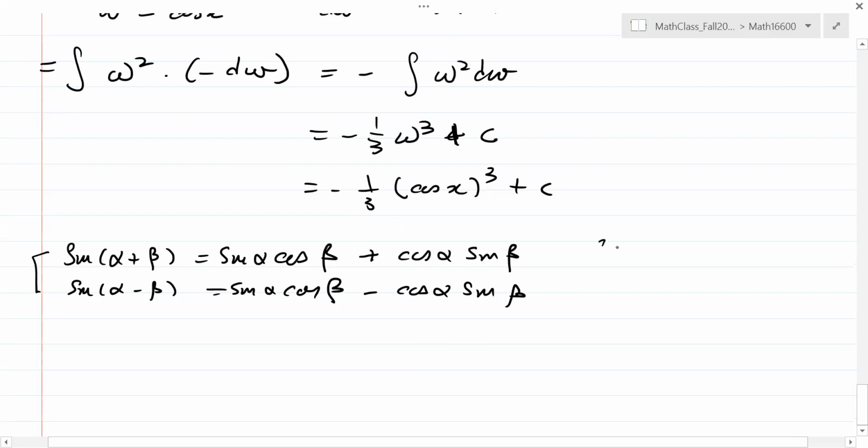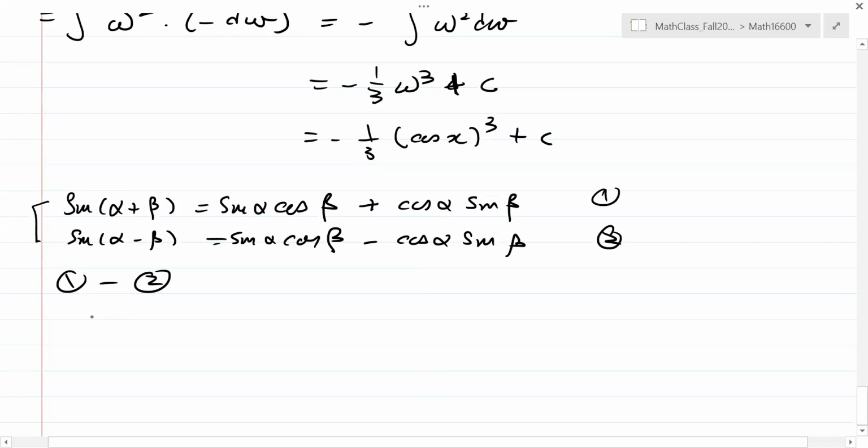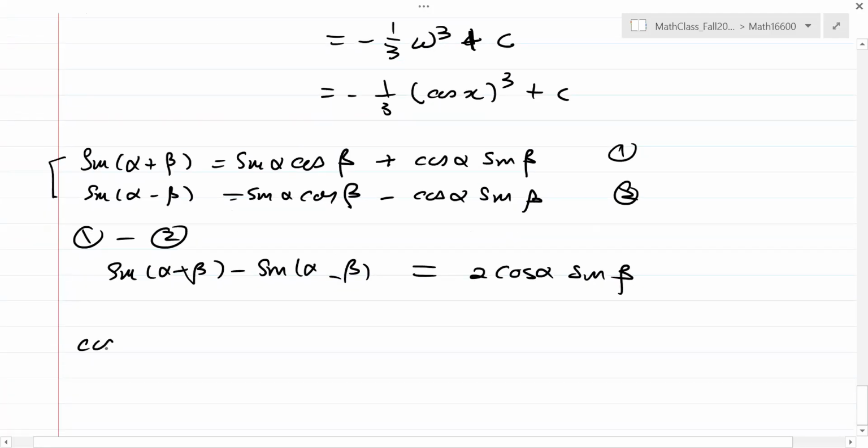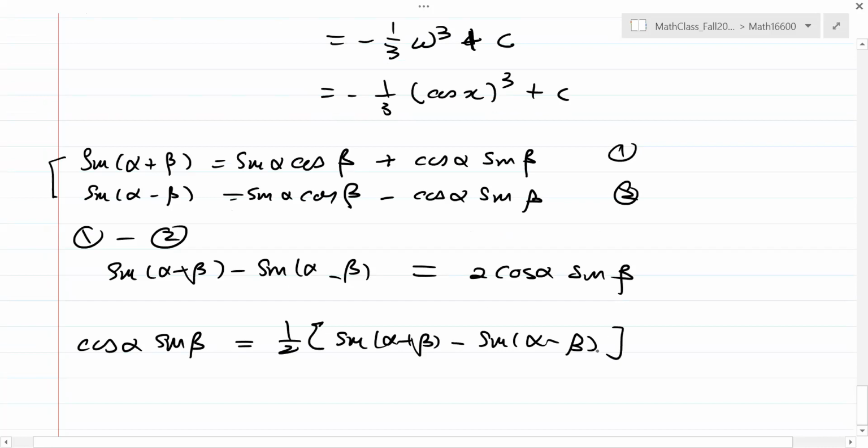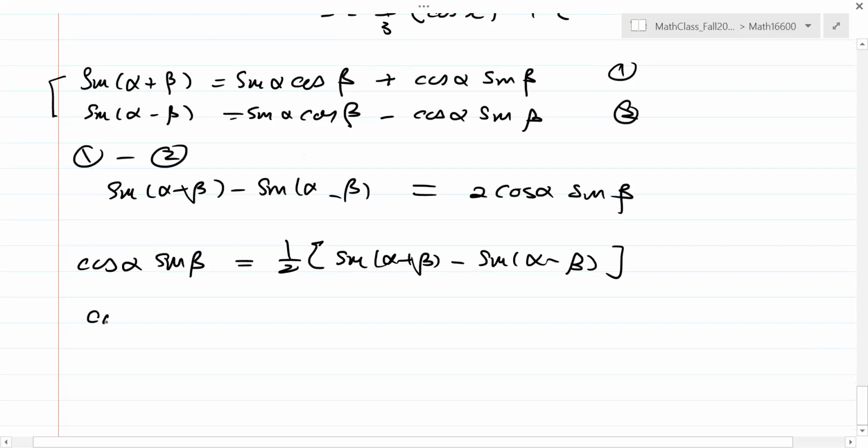If you take equation one minus equation two, you will get sine alpha plus beta minus sine alpha minus beta equals twice cosine alpha sine beta. That's all we need. So we have cosine alpha sine beta equals 1/2 of sine alpha plus beta minus sine alpha minus beta. Can you memorize this formula? It's difficult, so that's why I just derive it. I do memorize the first two formulas. Do you remember cosine alpha plus beta? Probably not useful here, but you should still know it. It's cosine alpha cosine beta, and I think minus sine alpha sine beta.